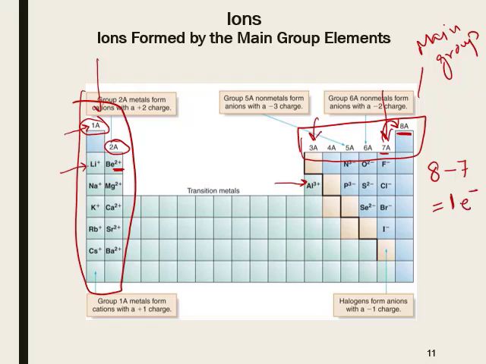Oxygen is in 6A group, so you subtract 6 from 8, so therefore oxygen is going to gain 2 electrons, and so on. So that's one way of figuring out how many electrons a metal is going to lose and how many electrons any non-metal is going to gain.